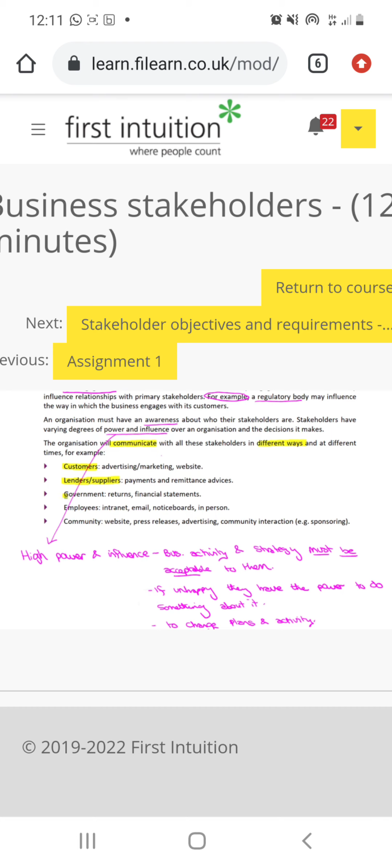The government will communicate with them through our financial returns, our annual accounts, and our financial statements. Our employees will communicate with them via the intranet or email, notice boards, or in person, perhaps in meetings. And then we have our community. We'll communicate with them via our website, press releases, advertising, and community interaction, for example, sponsorship.